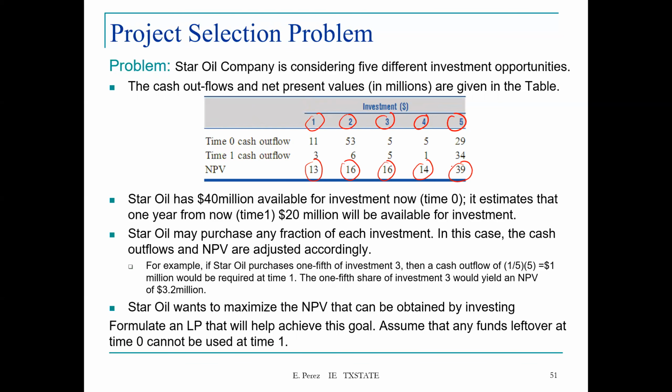So for example, if the company purchases 1/5 of investment 3, then a cash outflow of 1/5 of 5, equal to 1 million, will be required at time 1. The 1/5 share of investment 3 will yield a net present value of 3.2 million. Star Oil wants to maximize the net present value that can be obtained by investing. So we want to formulate an LP that will help achieve that goal. Assume that any funds left over at time 0 cannot be used at time 1.